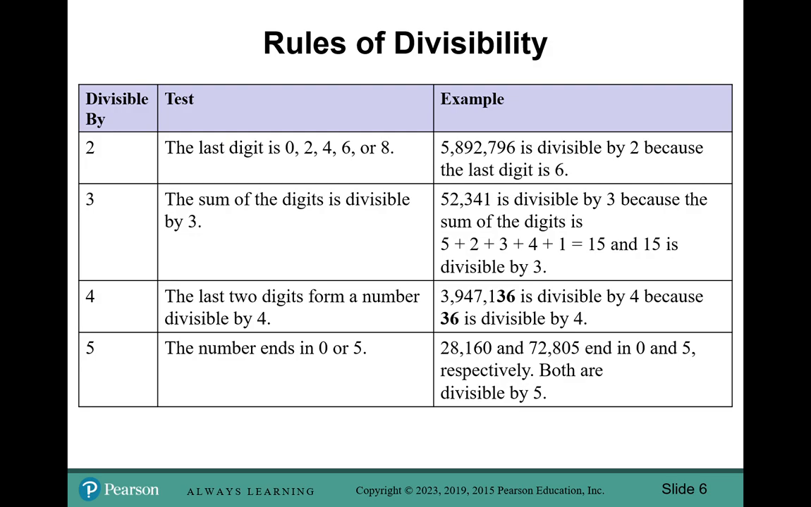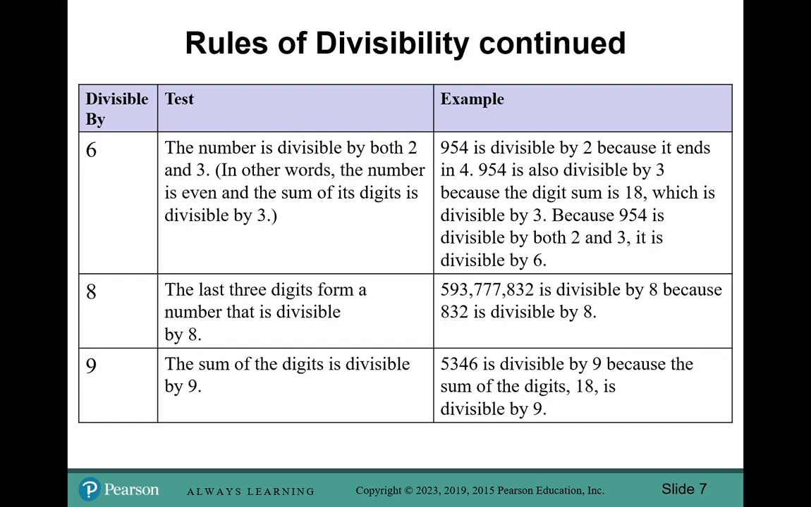If the number ends in a 0 or 5, it is divisible by 5. So, 28,160 and 72,805 end in 0 and 5 respectively. Therefore, they are both divisible by 5. Any number that ends in a 0 or 5 is divisible by 5.